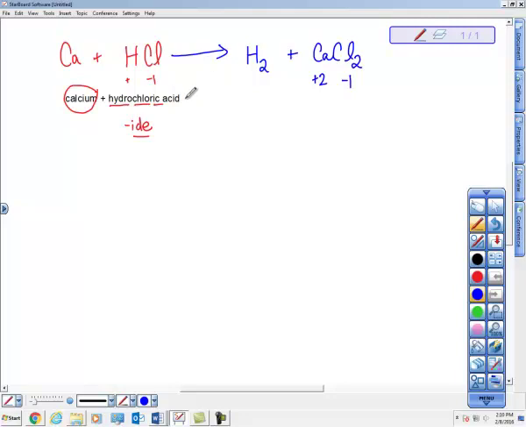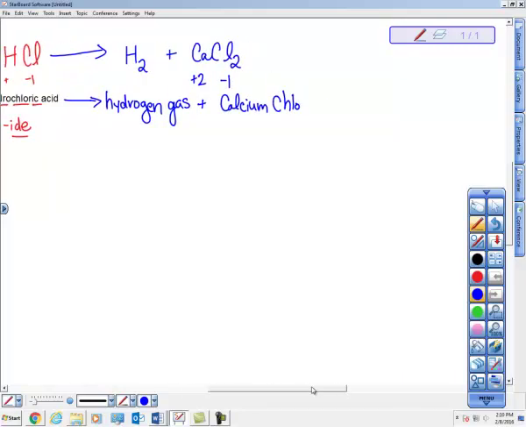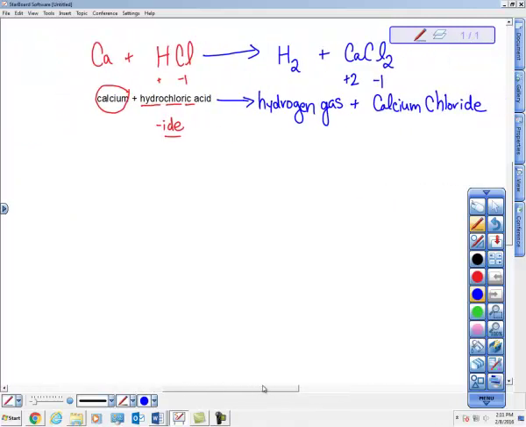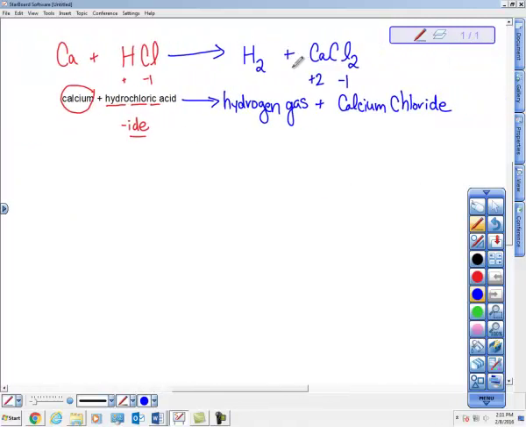What we skipped, because I thought it would be easier, is we skipped the words. So can you guys go back and do your words? The products is going to be hydrogen gas. You can just say hydrogen if you want, but I'm going to be proper. I'm going to say gas and calcium chloride. Alright, so I just skipped the words because it was hard to explain unless you could see it this time. Alright, so there's our products.